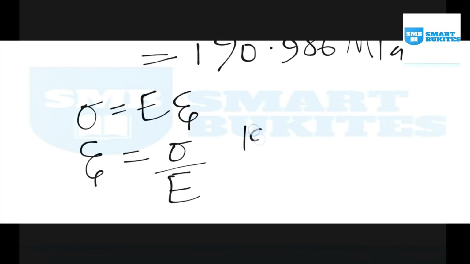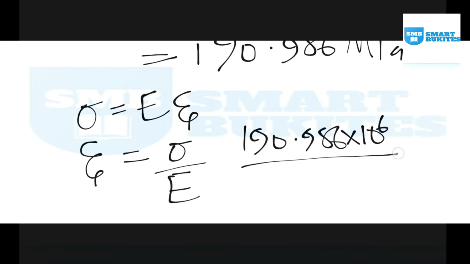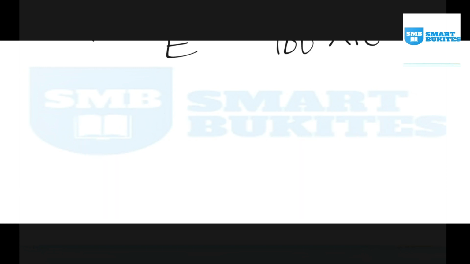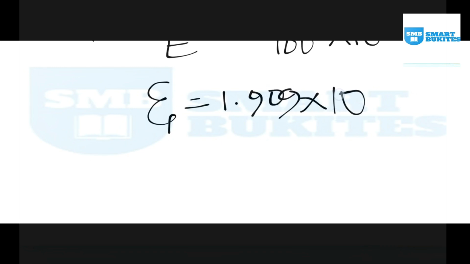Therefore, it's going to be 190.986 times 10 to the power of 6 Pascal divided by the Young modulus, which I'm told is 100 times 10 to the power of 9 because it's in gigapascal. Calculating this correctly, you will see that the strain is going to be equal to 1.909 times 10 to the power of negative 3. This is the Ez.